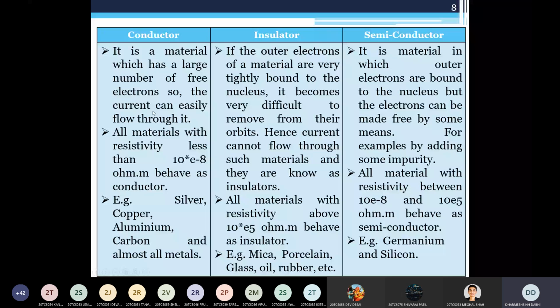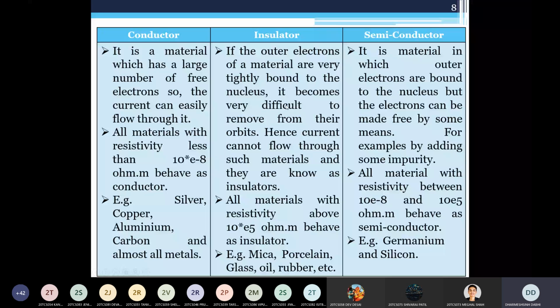Same way, what is an insulating material? Exactly opposite to the conductor. The material in which electrons or current cannot easily flow is called an insulating material. If the outer electrons of a material are very tightly bound to the nucleus, it becomes difficult to remove these electrons from the orbit. This type of material is called an insulator.